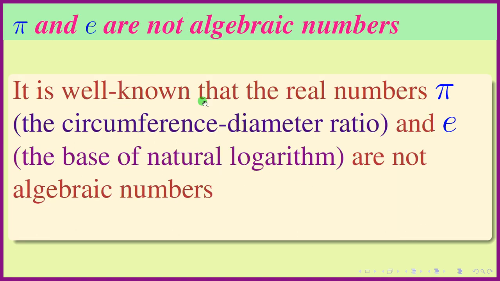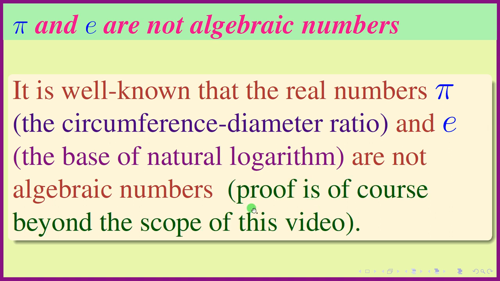It is well known that the real numbers pi, which is the circumference to diameter ratio, and the number e, which is the base of natural logarithm, are not algebraic numbers. Of course, the proof that these are not algebraic numbers is quite deep. So, for obvious reasons, it is not included here. It is beyond the scope of this video.